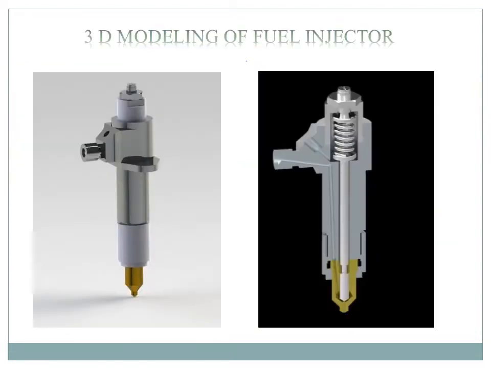Well, this is the 3D modeling of the fuel injector. We can make it by using different 3D software like CATIA, ProE, AutoCAD, and Autodesk Inventor, and there are many other software available. The right figure shows the sectional view of the fuel injector, showing the spring, plunger, barrel, spindle, needle valve, and nozzle tip. All these parts are clearly shown in the right figure, and the left figure is the one-piece constructional view of the fuel injector.